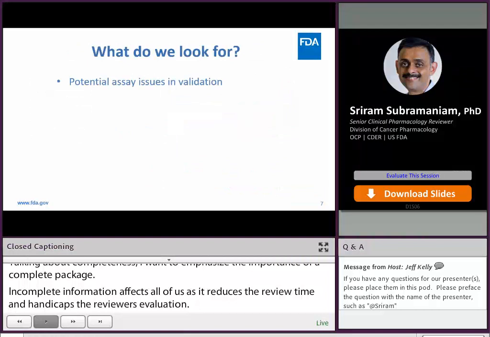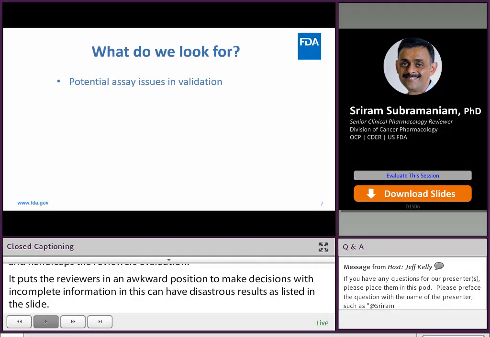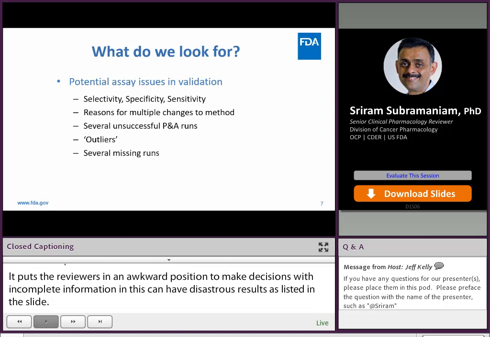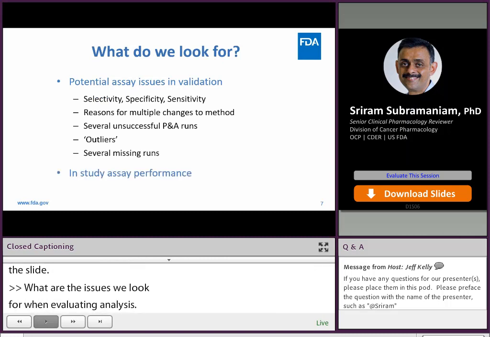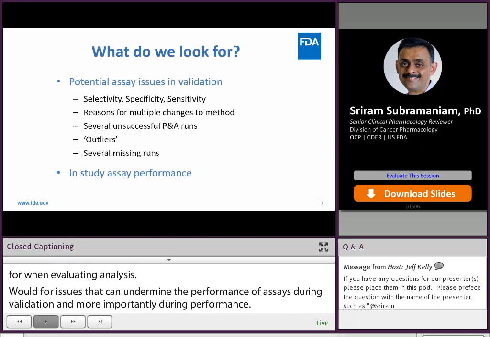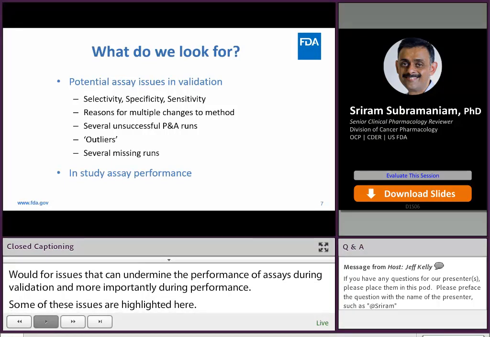What are the issues we look for when evaluating bioanalytical assays? We basically look for issues that could undermine the performance of the assays during validation and, more importantly, during in-study performance. Some of these issues are highlighted here. What we are basically looking at is the robustness of the assay and if there are any systemic issues, as these assays are often used in several clinical studies.